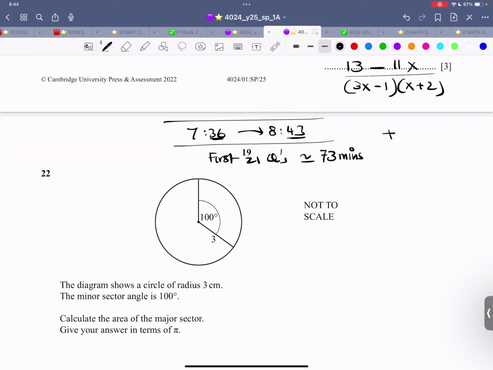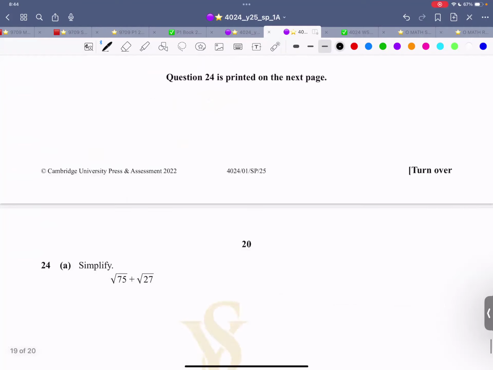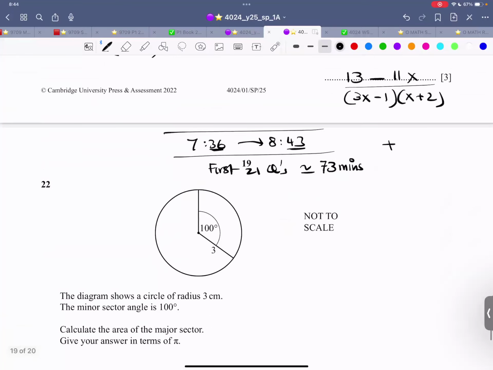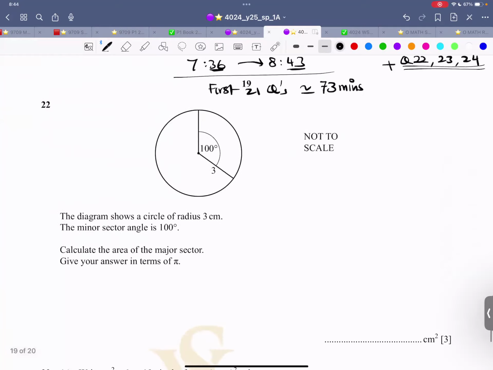And now we are left with how many questions? 22, 23, 24. 3 more questions. Questions 22, 23, 24. So I think that should be another 15 minutes, I think.